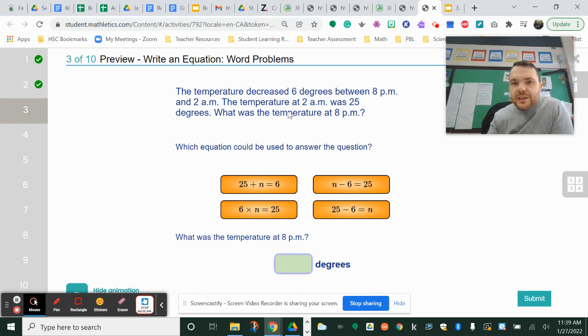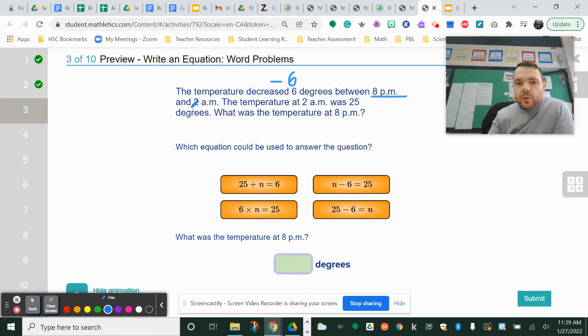The temperature decreased 6 degrees between 8 p.m. and 2 a.m. The temperature at 2 a.m. was 25 degrees. What was the temperature at 8 p.m.? Okay, so what do we know here? What information have we been given? We've been told that the temperature decreased 6. So when I see the words decrease 6, straight away I'm thinking subtract 6.